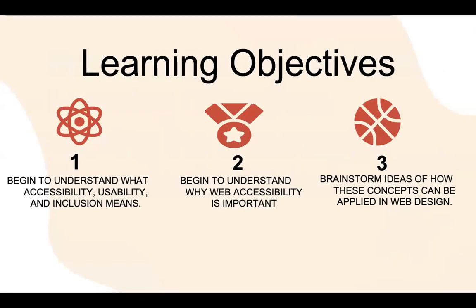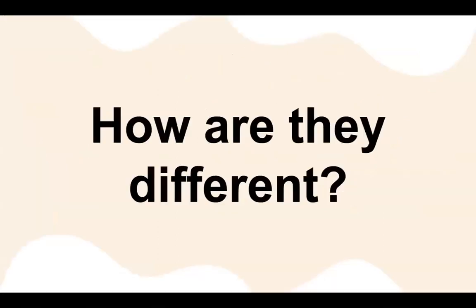So let's look at our three main learning objectives. Firstly, I hope that after today's presentation, you begin to understand what accessibility, usability, and inclusion means. Secondly, I hope you begin to understand why web accessibility is important. Thirdly, I hope that you're able to brainstorm ideas of how these concepts can be applied in web design. First, let's look at how these concepts differ from each other.